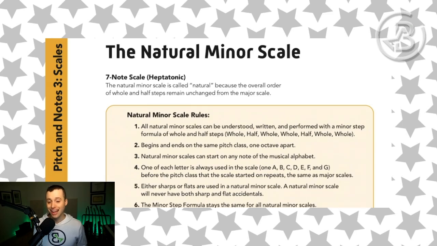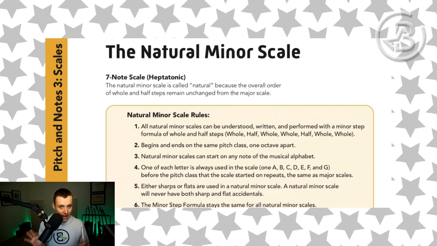In this lesson and in the next couple of lessons, we're going to be talking about a new kind of scale called the natural minor scale. Like the major scale, the natural minor scale is a 7-note heptatonic scale. The reason why it's called natural minor is because the overall order of whole and half steps and the notes actually remain unchanged from the major scale. And you'll see that connection in a moment.